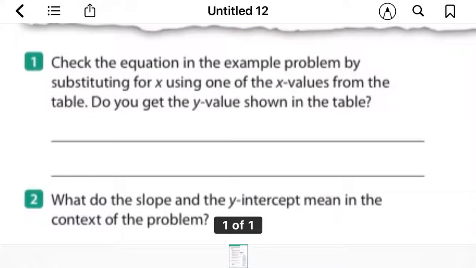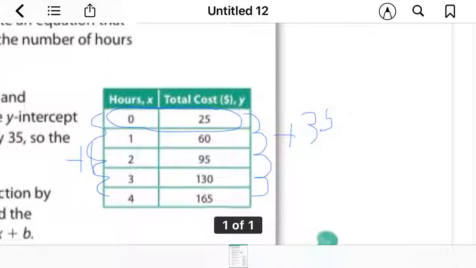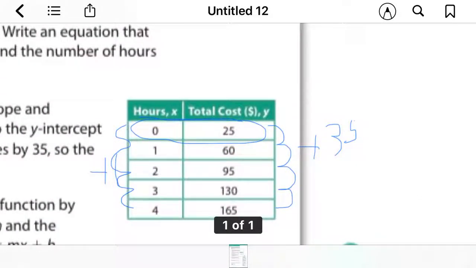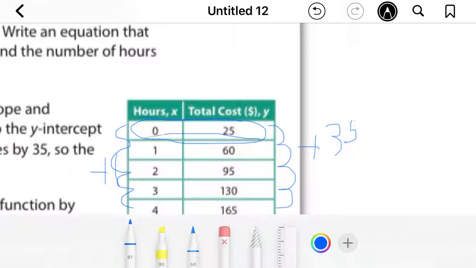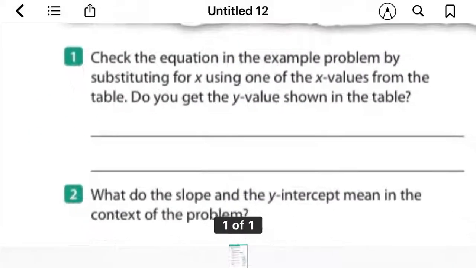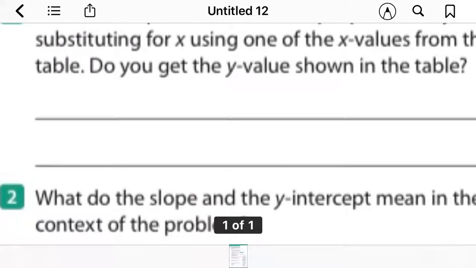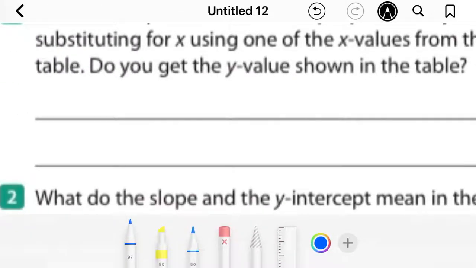We want to check this equation in the example problem by substituting one of the x values from the table. Do you get the y values shown? Let's just try one. When x is 1, y is 60. Let's plug that into our equation. So when x is 1, y is 60.